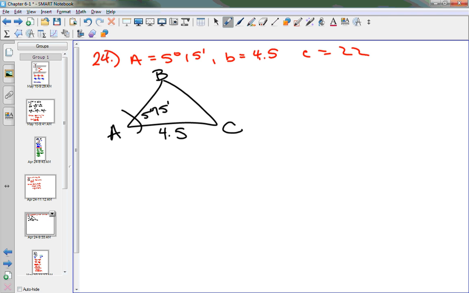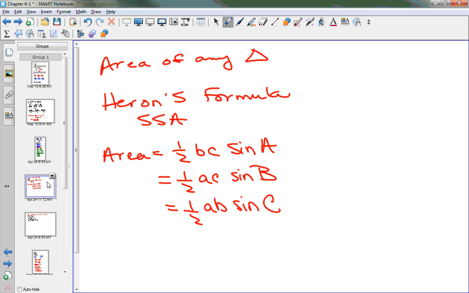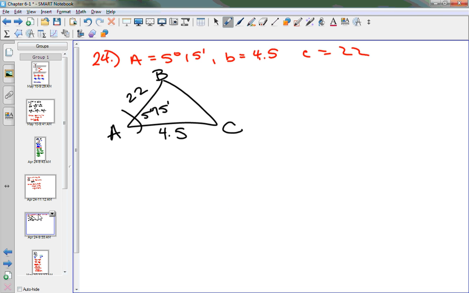Now, I gave you the wrong one over here. This is going to be the side angle side. Sorry about that. Side angle side, not side-side angle. Since this is the side angle side, can I use my formula? Yes, I can. So I'm going to use the area formula. It's 1/2 B times C times the sine of A.